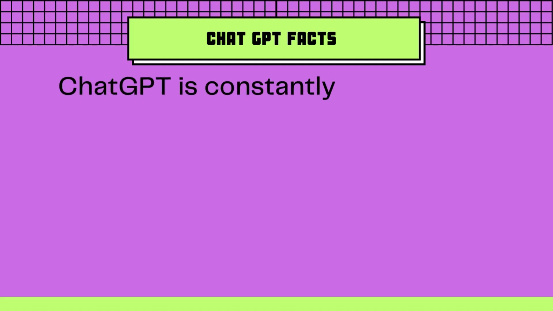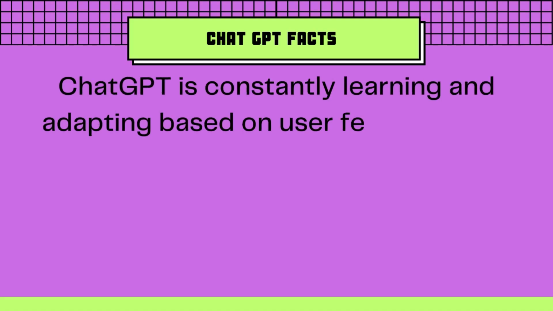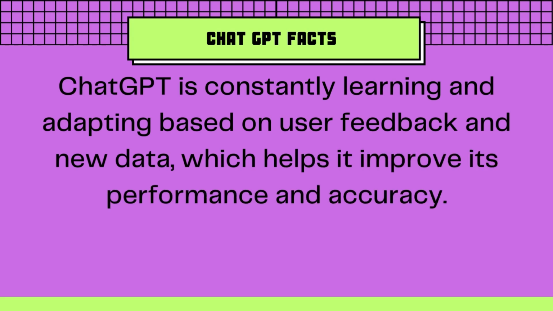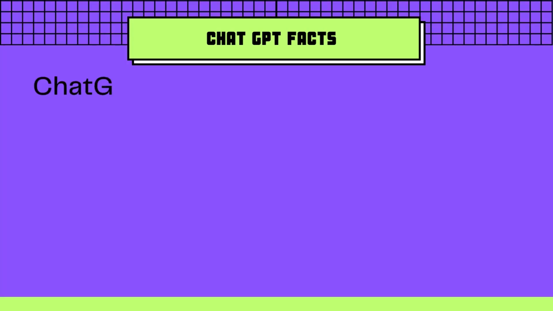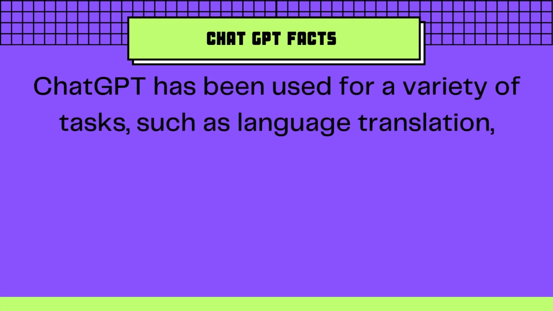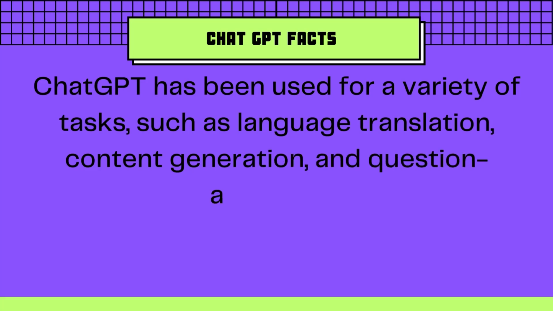ChatGPT is constantly learning and adapting based on user feedback and new data, which helps it improve its performance and accuracy. ChatGPT has been used for a variety of tasks, such as language translation, content generation, and question answering.